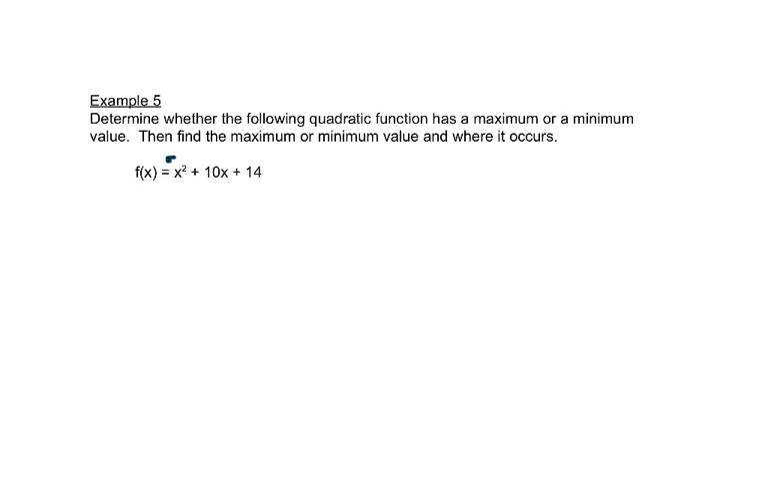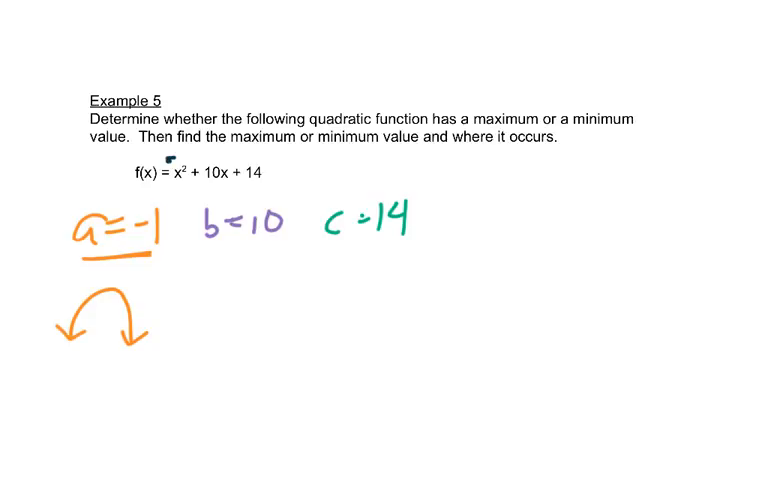So one more example. In this situation, we want to find the max or the min without graphing it. So first of all, we need to recognize that a is -1, b is 10, and c is 14. And because a is -1, we know that the parabola opens down, and that means that we have a max. There's a highest point. Okay, so then we want to find that value and where it occurs.